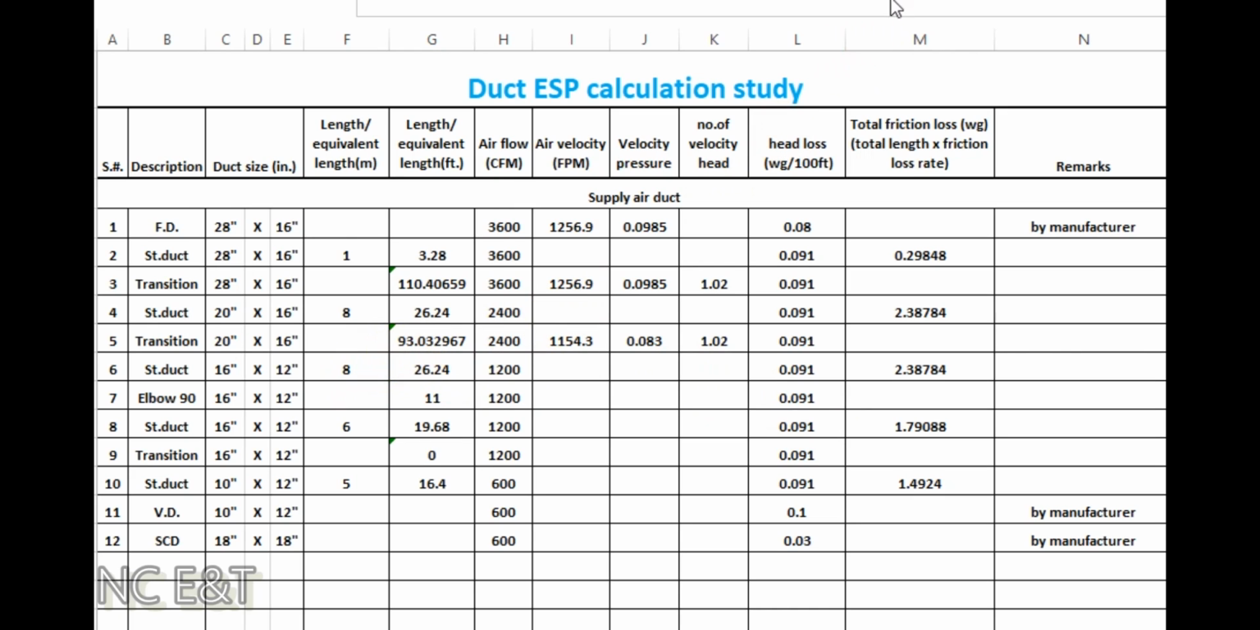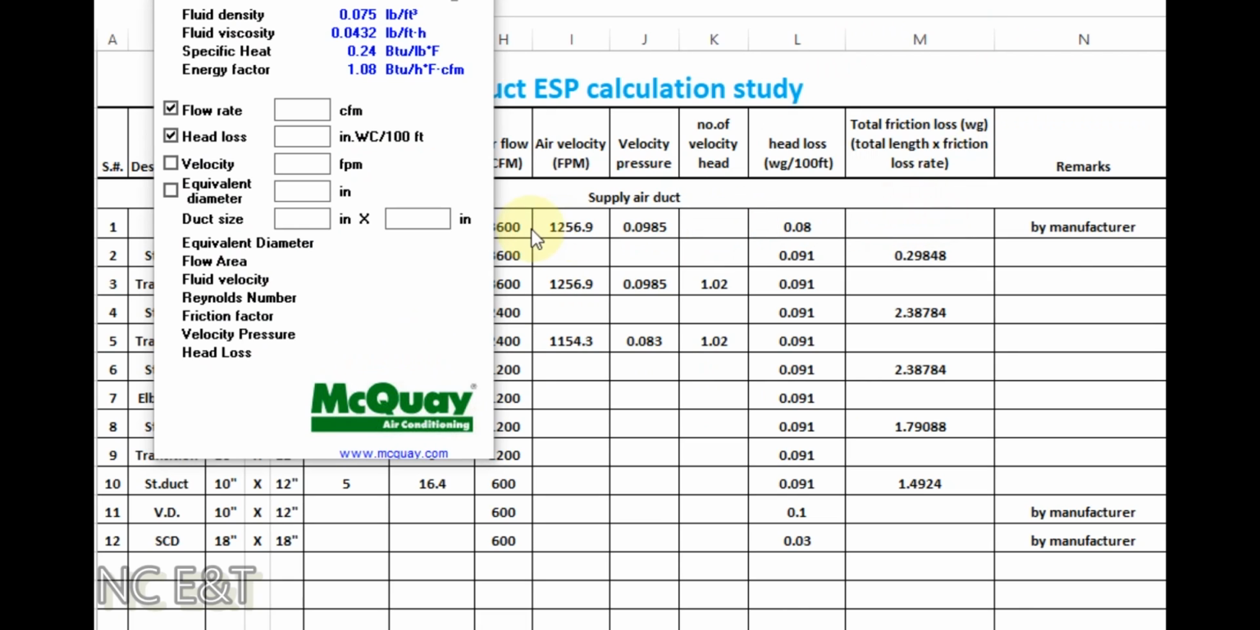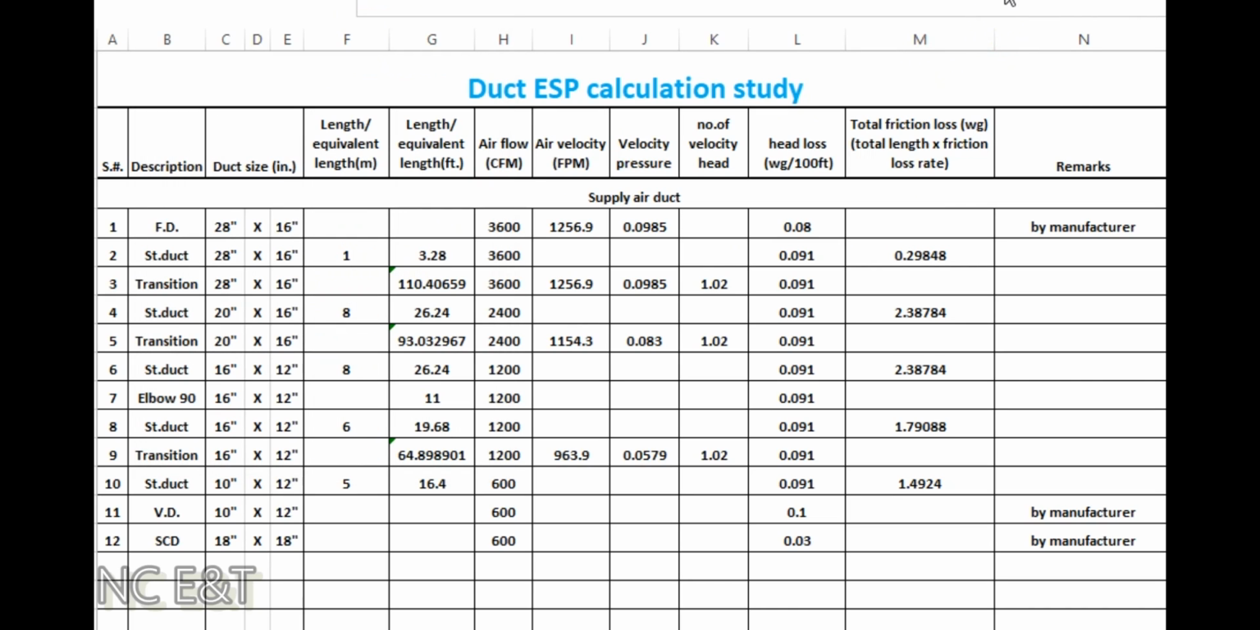93.03 linear feet. Now we'll make calculation for another transition piece having CFM 1200 with the duct size 16 by 12 inch. From here you can see the fluid velocity 963.9 feet per minute and the velocity pressure is 0.0579. After applying these values in this Excel sheet, we have calculated the equivalent length for this transition piece, which is equal to 64.89 linear feet.